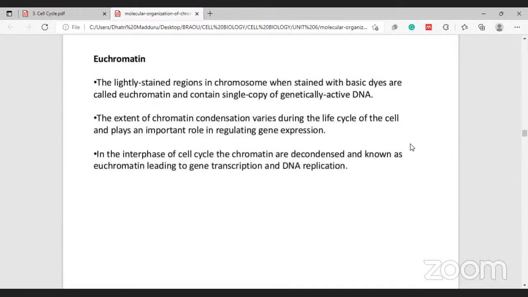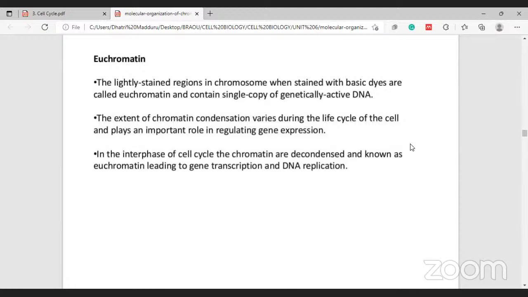Then we have two types of chromatin. They are euchromatin and heterochromatin. Eu means true. So what is euchromatin? It is a lightly stained region in the chromosome, stained with the basic dyes, and that is called euchromatin. That means the chromatin is loosely packed. Hence we can stain them lightly, because the dye gets dispersed and the stain will be light.